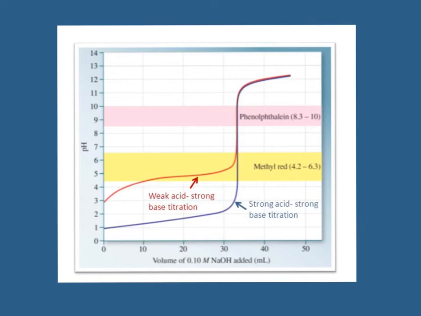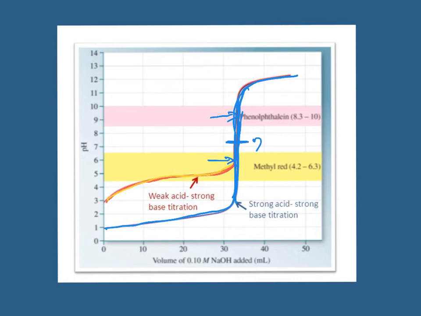So here's a graph showing two things. It's going to show you a weak acid being titrated by a strong base, and it's going to show you a strong acid being titrated by a strong base. Okay? Note that for the strong acid, strong base, there's this long rise, and the pH at the equivalence point is right about 7. But notice that phenolphthalein and methyl red both fall along this long rise, so either one of them will change color. Remember, this big huge rise here happens in a single drop.